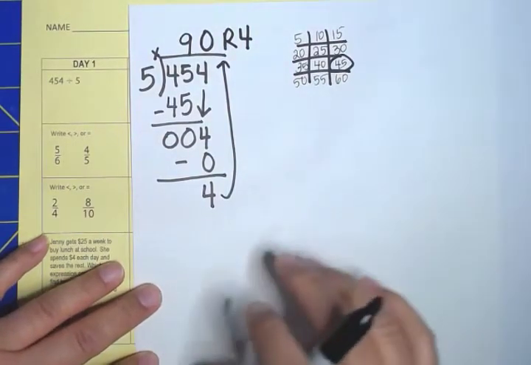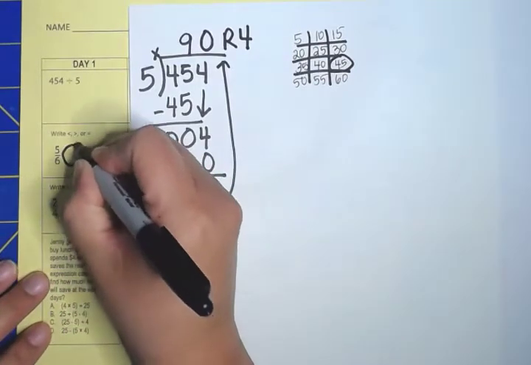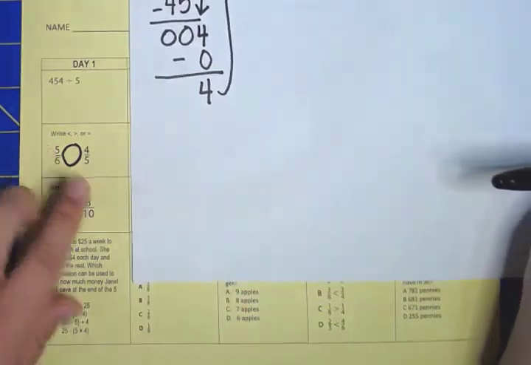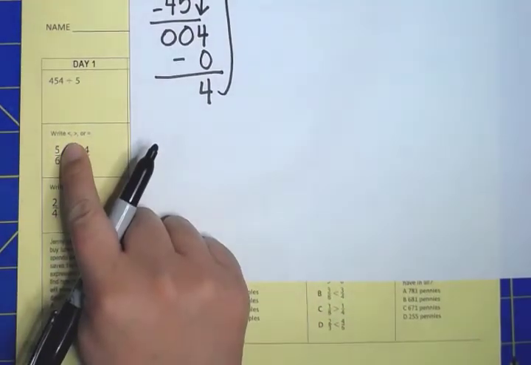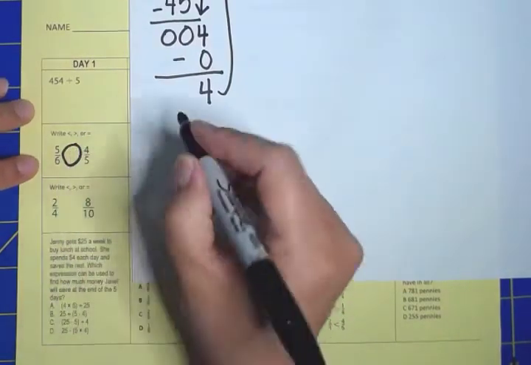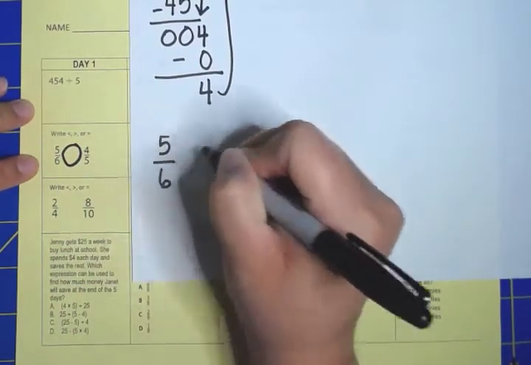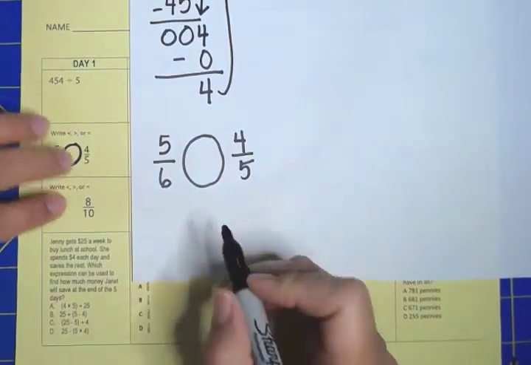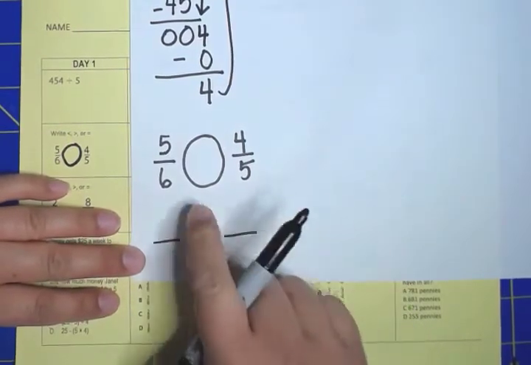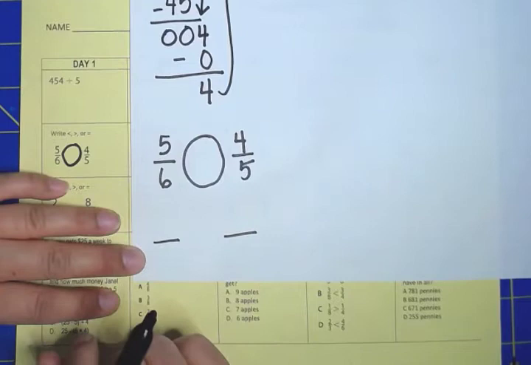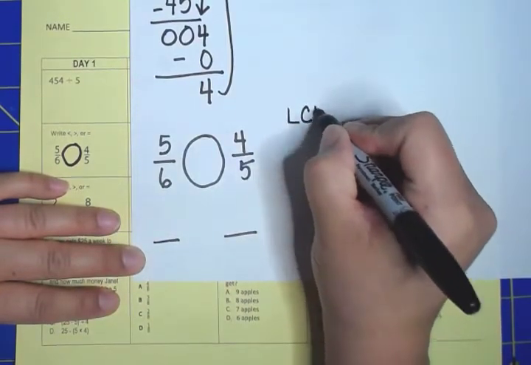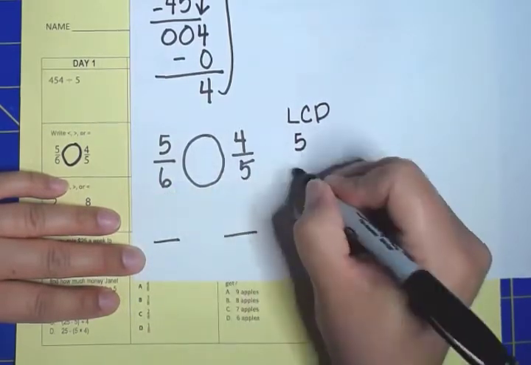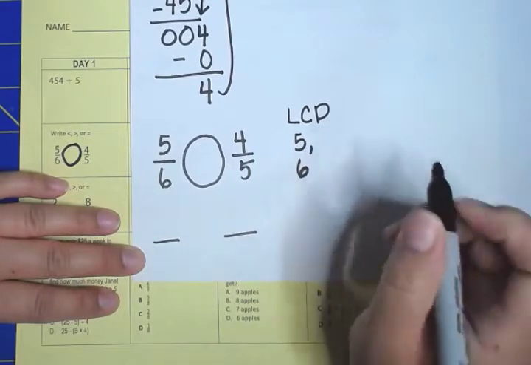All right, let's look at the next problem for day 1. It's asking you to write less than, greater than, or equal to. So I have 5/6 and 4/5, which means you have to come up with a denominator that is the same for both of them. That is called the lowest common denominator. So you look at the two numbers and say, okay, I need to write multiples of 5 and multiples of 6. So let's start writing multiples of 5.